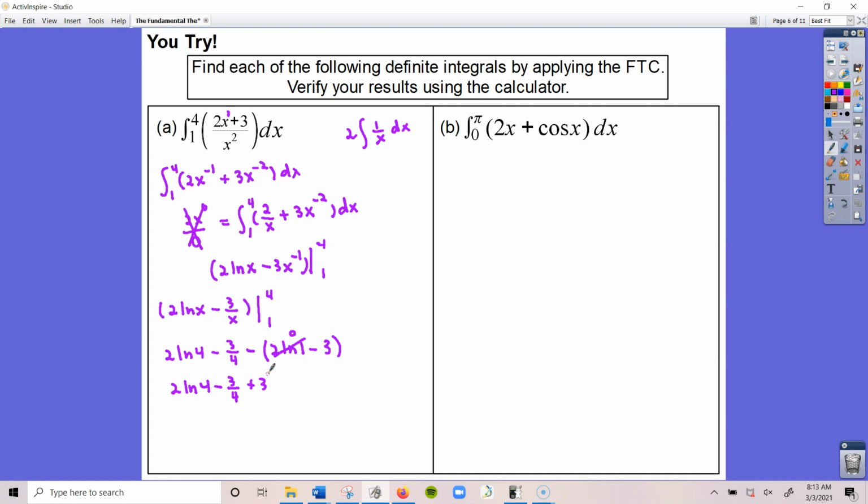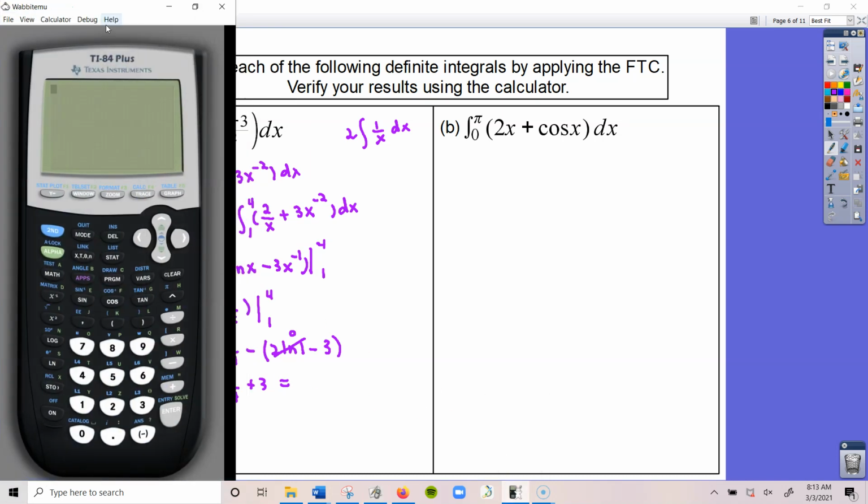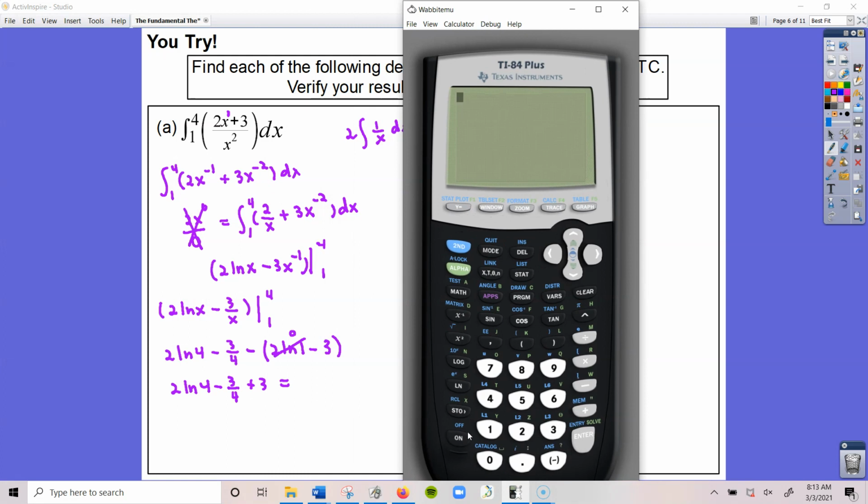Now just so that I can verify this with the calculator, I want to get the decimal for the purpose of this exercise, so that we can verify our calculator answer. I'm just going to put all of this into the calculator and see what I get. We have 2 ln 4 minus, anytime you put a fraction, put it in parentheses, so it only divides the 3 over 4. Let me close this parentheses here. Minus 3 over 4 plus 3. And we get a value of 5.0225.